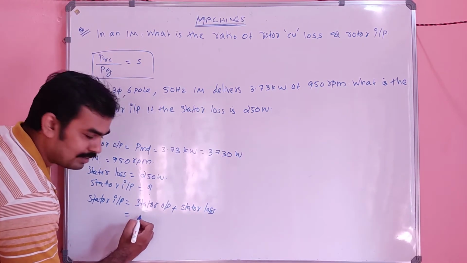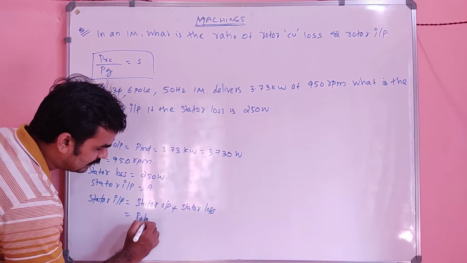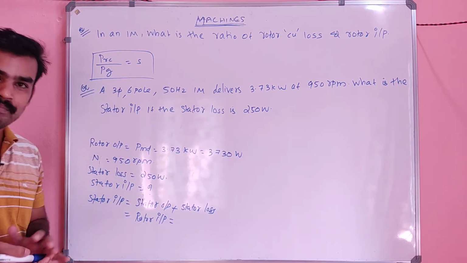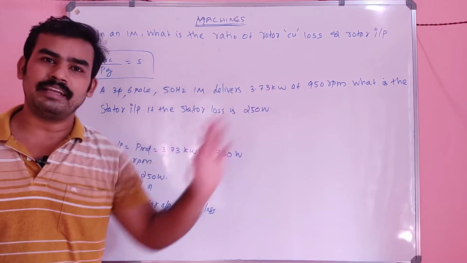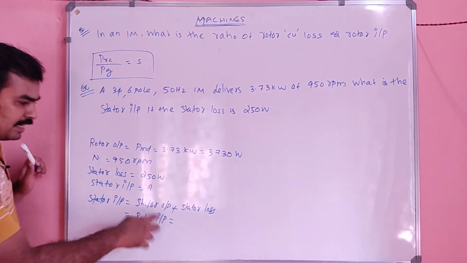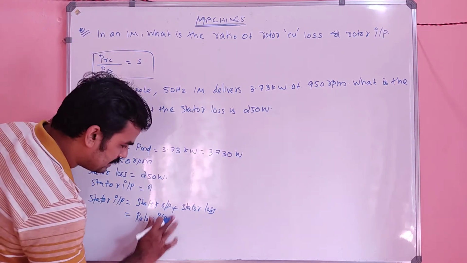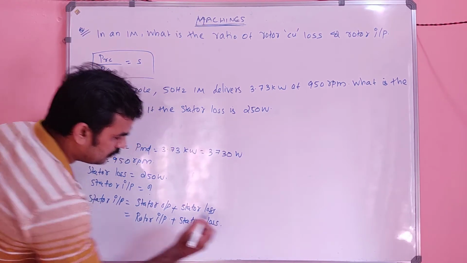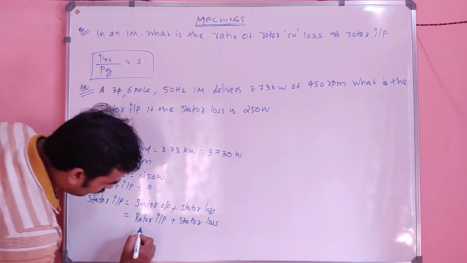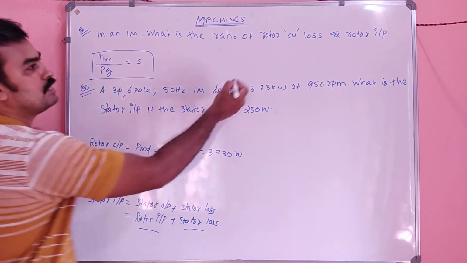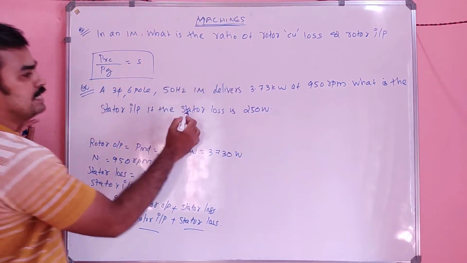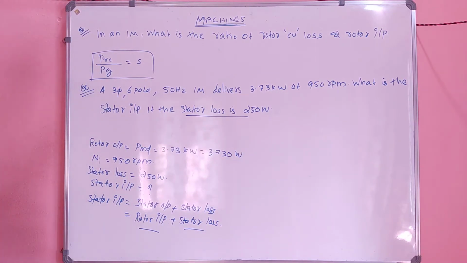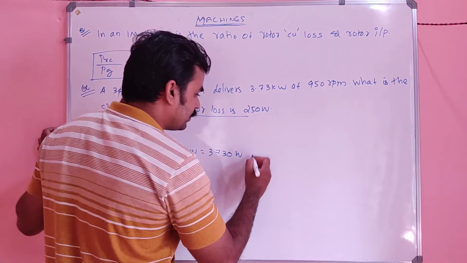Stator output is nothing but the rotor input, the input to the rotor. So stator input will be equal to rotor input plus stator losses. So we have to find first the rotor input. Stator loss is already given as 250 watt. So our only aim is to find the rotor input. How can we find rotor input?